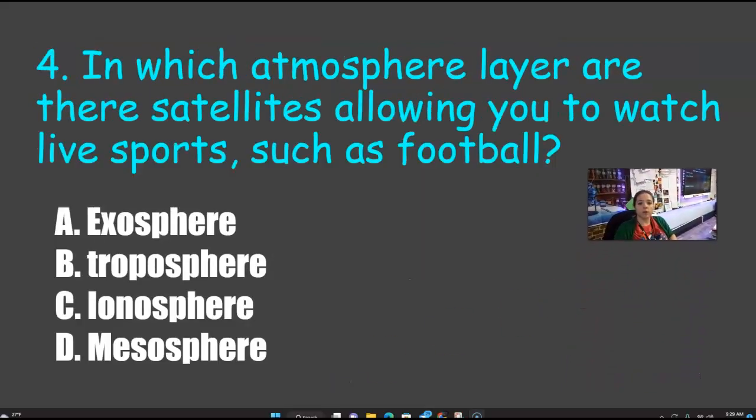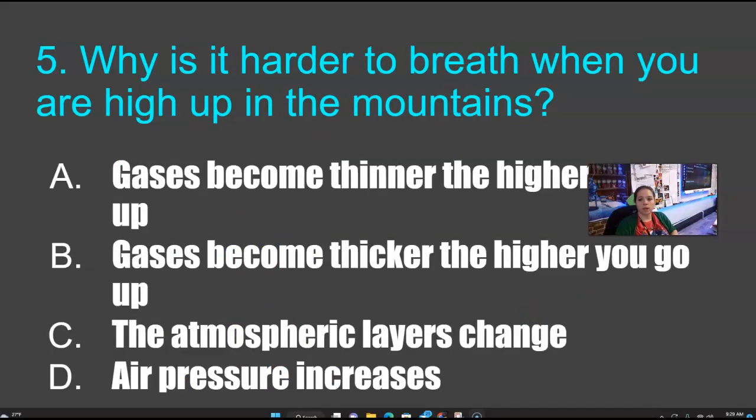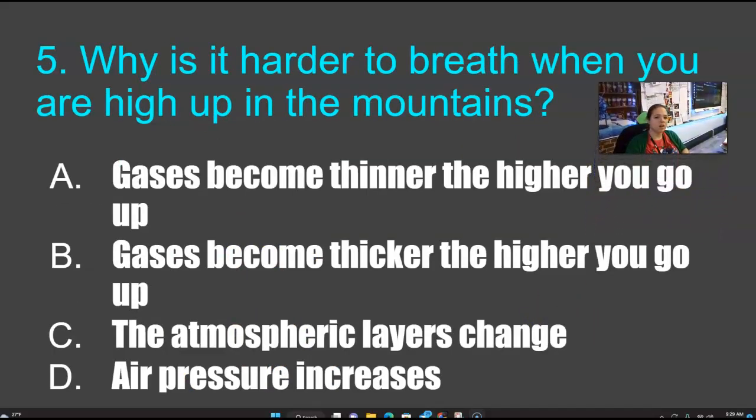In which atmospheric layer are the satellites that allow you to watch live sports and football? Where do they hang out? Is it the exosphere, troposphere, ionosphere, or mesosphere? Last but not least, why is it harder to breathe when you're higher up in the mountains? Is it because gases become thinner the higher you go? Gases become thicker the higher you go, the atmospheric layers change, or the air pressure increases?